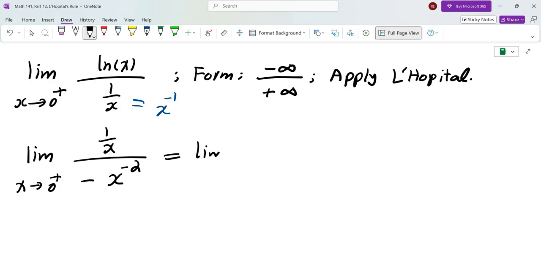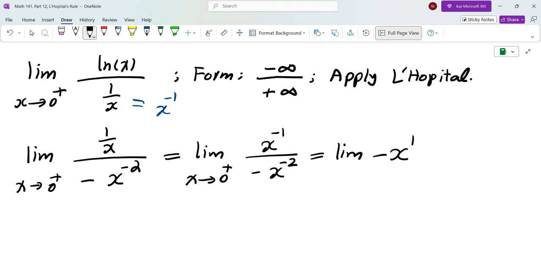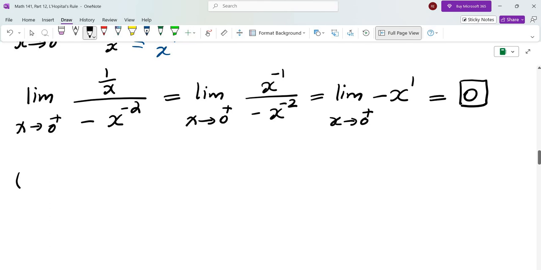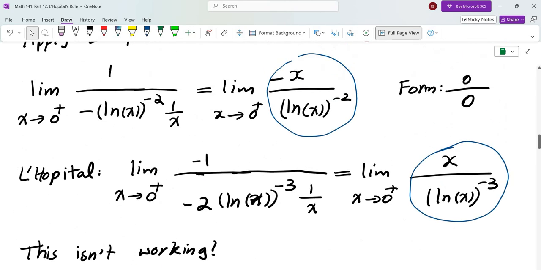So that gives us the limit as x approaches 0 from the right. Now, the numerator is x to the power of negative 1. The denominator is negative x to the power of negative 2. So we can use laws of exponents to get x to the power of 1, because it's negative 1 minus negative 2, as x approaches 0 from the right, which means the answer is in fact 0. So using this method was a lot easier than the other method. The other method actually did not work.